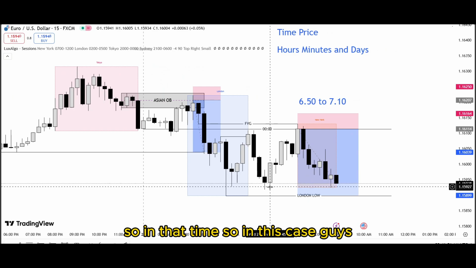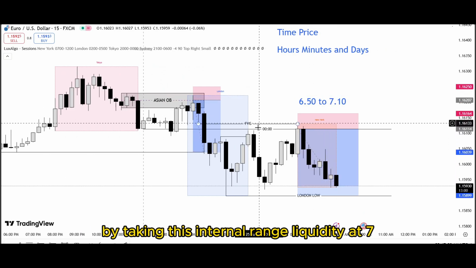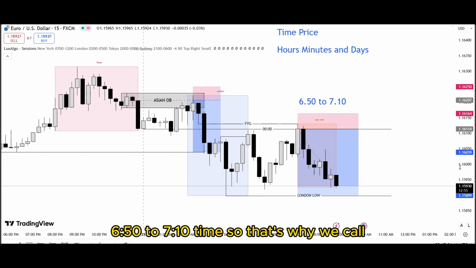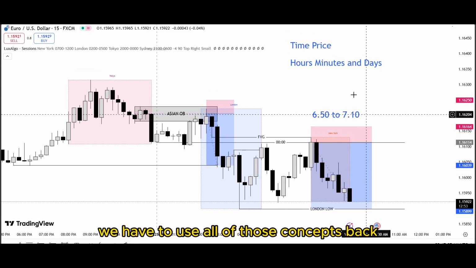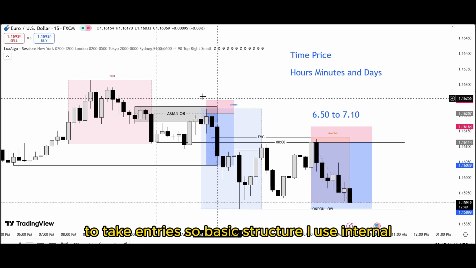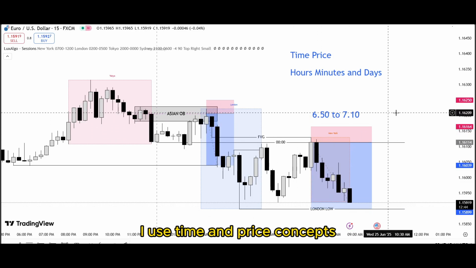So in this case guys, price came back to take this liquidity over here by shifting the order flow by taking this internal range liquidity at 6:50 to 7:10 time. So that's why we have to use all of those concepts to take entries. So basic structure I use internal external. To take my entries I use time and price concepts, that's all.